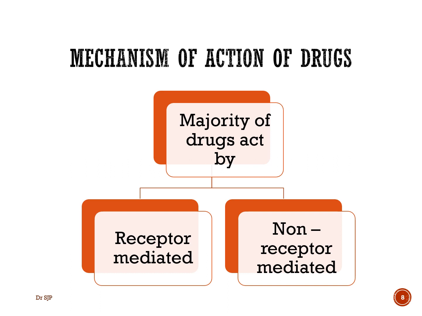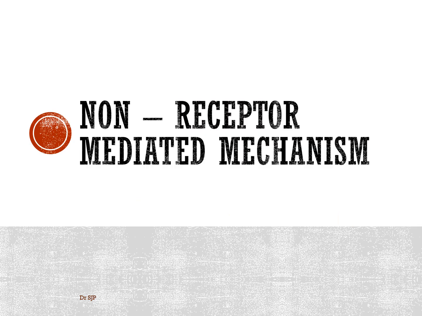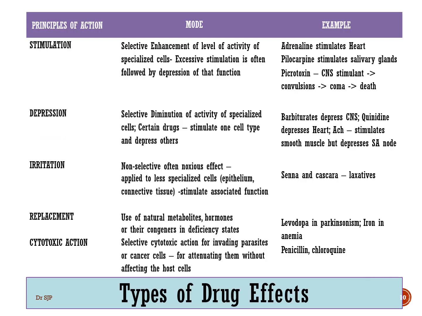So now moving on to the mechanism of action of drugs. The majority of drugs act by receptor mediated mechanism, or by non-receptor mediated mechanism, or by targeting the specific genetic changes. So first, let's learn about the non-receptor mediated mechanisms. A drug produces a quantitative and a qualitative change in the function of the target organ. So they may produce their effects by the following ways.